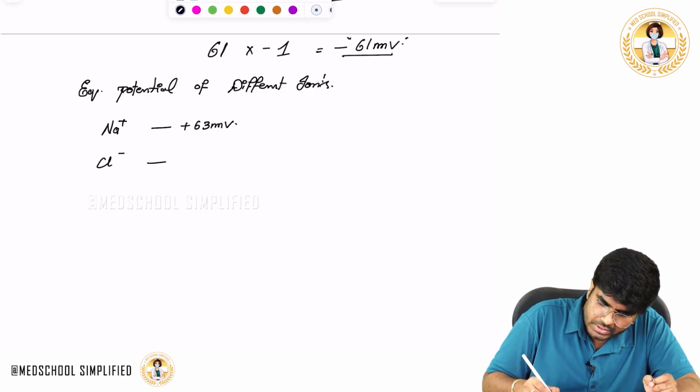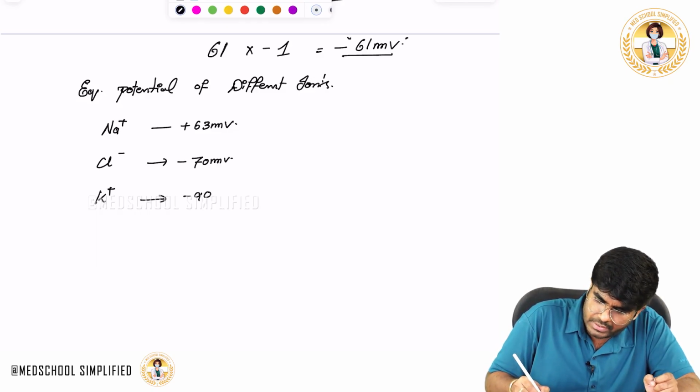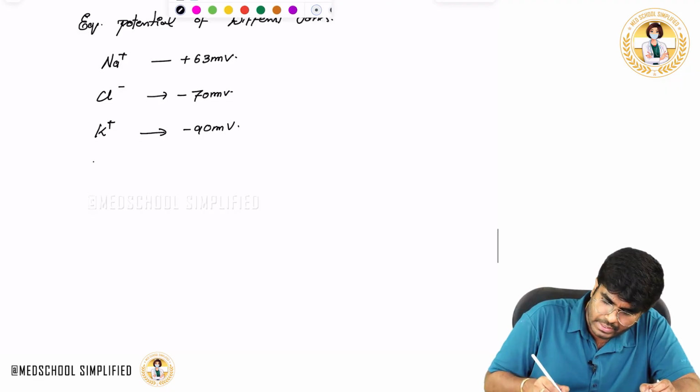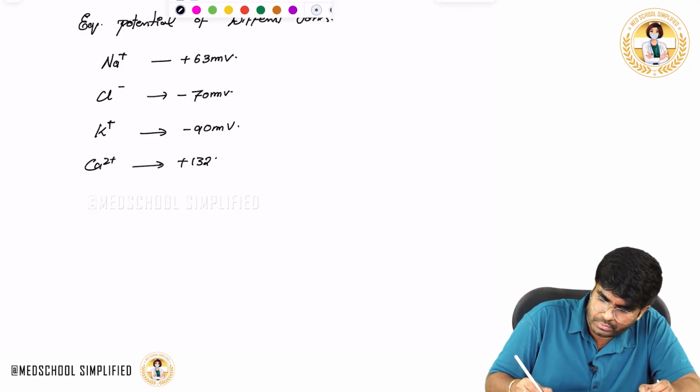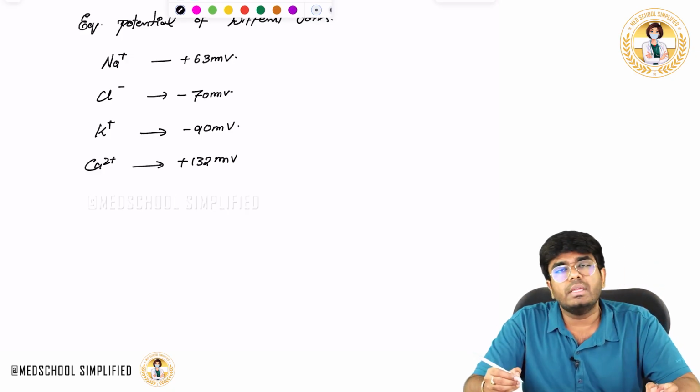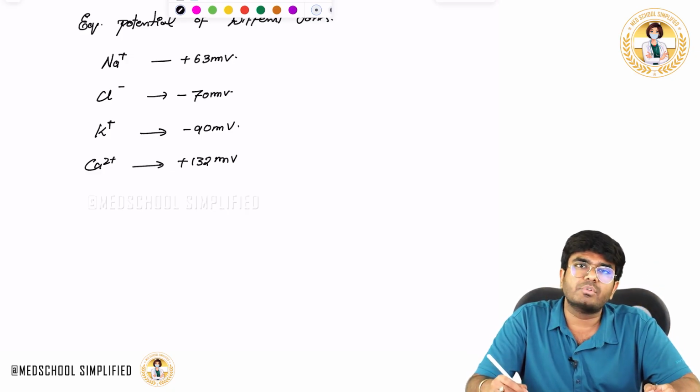Chloride equilibrium potential is minus 70 millivolts. Potassium equilibrium potential minus 90 millivolts. Calcium equilibrium potential plus 132 millivolts. These are the equilibrium potentials of different types of ions.